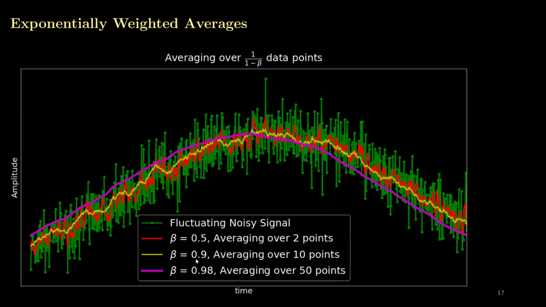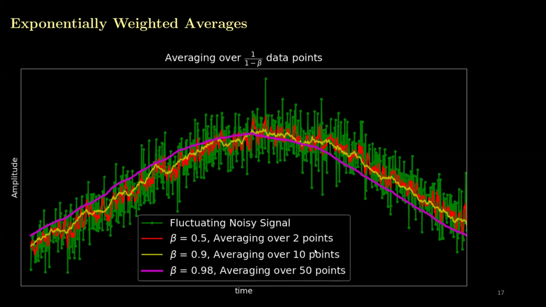For this, we have selected beta equal to 0.9, which represents the average of 10 points. When we take the average of 10 points, we can see this yellow signal. Now, if you look at this yellow signal, it is more smooth. It is more towards the horizontal direction rather than the vertical direction as compared to the green or red signal. So the best version till now is the yellow signal, where we are taking the average over 10 points.